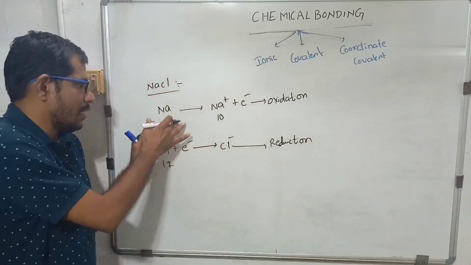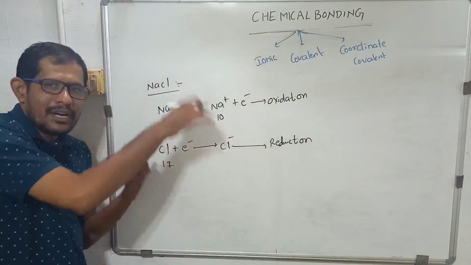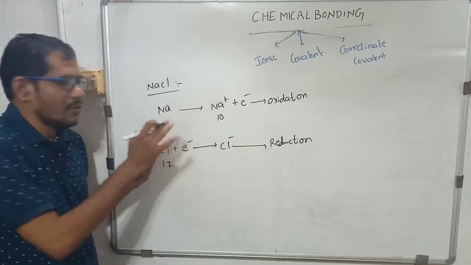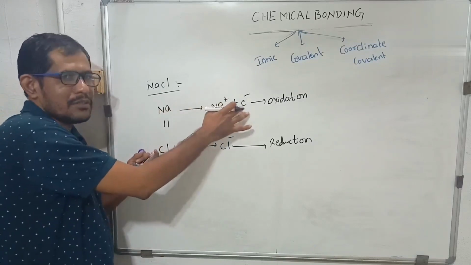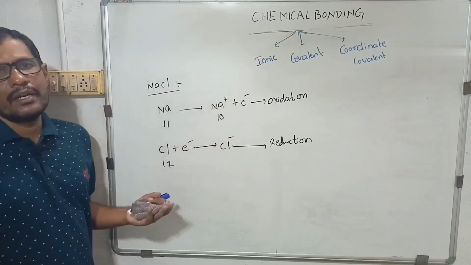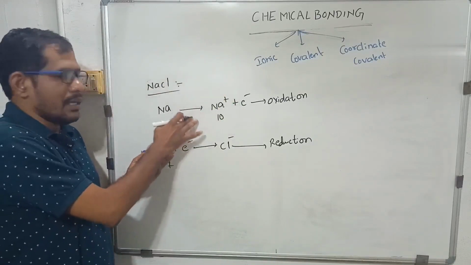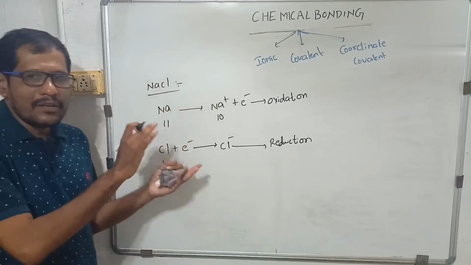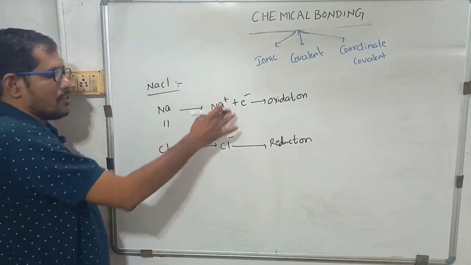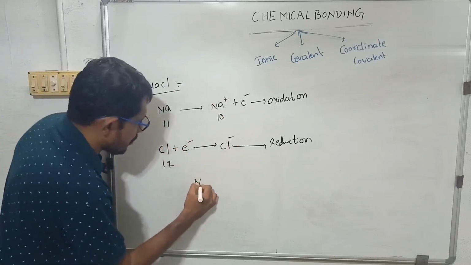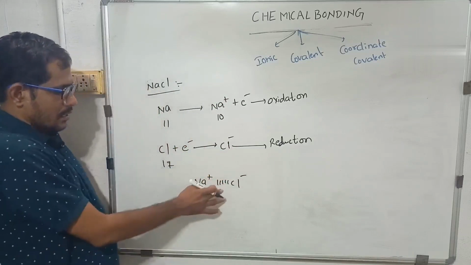See here, the metal is losing an electron, the non-metal is gaining an electron, and electron transfer is taking place from metal to non-metal. The electron released by the sodium is taken up by the chlorine. Now we have a positive charge and a negative charge, so there is a formation of electrostatic attraction.